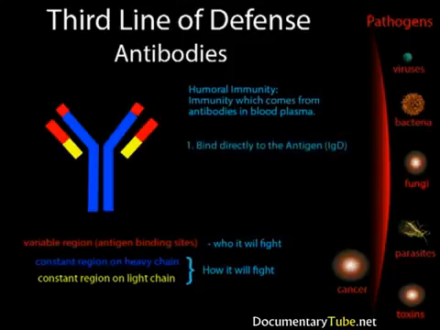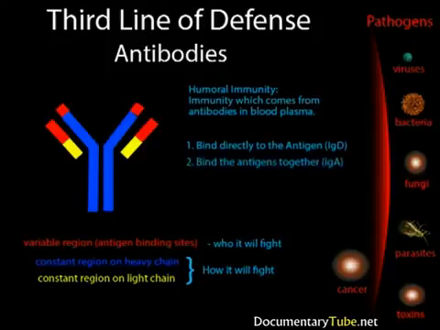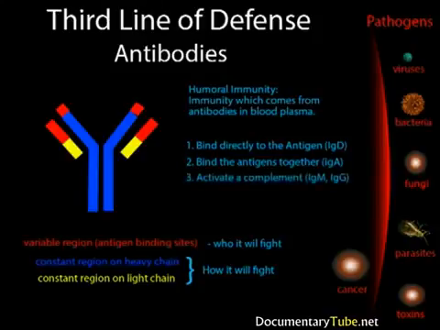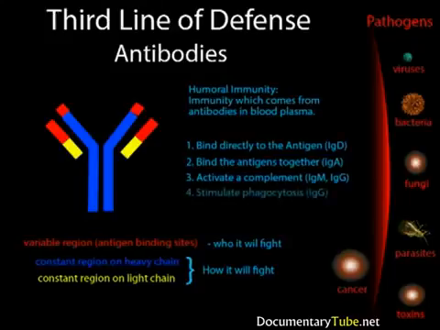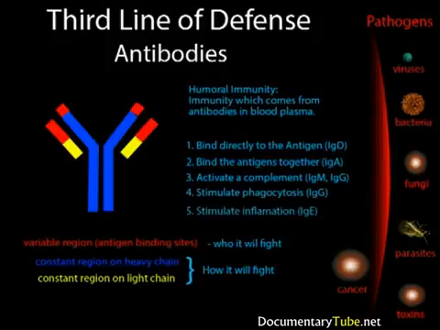1. They could bind directly to the antigen. This would be the job of immunoglobulin D. They can bind the antigens together, and that would be immunoglobulin A. They can activate complement, that would be the job of immunoglobulin M, but scientists have found that immunoglobulin G can do this as well. They can stimulate phagocytosis, this would be immunoglobulin G's job, and they could stimulate inflammation, and that would be immunoglobulin E.